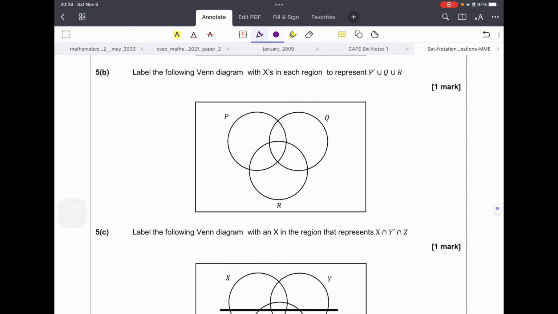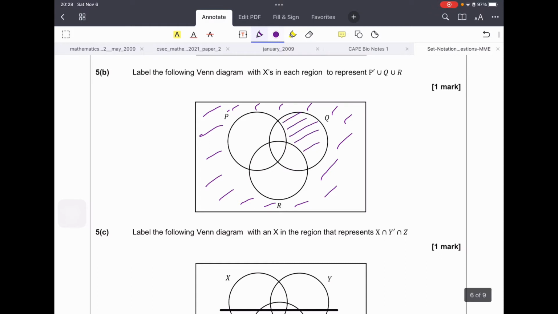Label the following Venn diagram with X's in each region to represent P prime union Q union R. Sounds complicated, but it really isn't. Okay? Now remember there are no brackets here, so we just work left to right, okay? So the first thing to find is P prime. Everything in P prime, everything that is not in P, sorry. So all of this stuff around the circles, P is not a part of that.